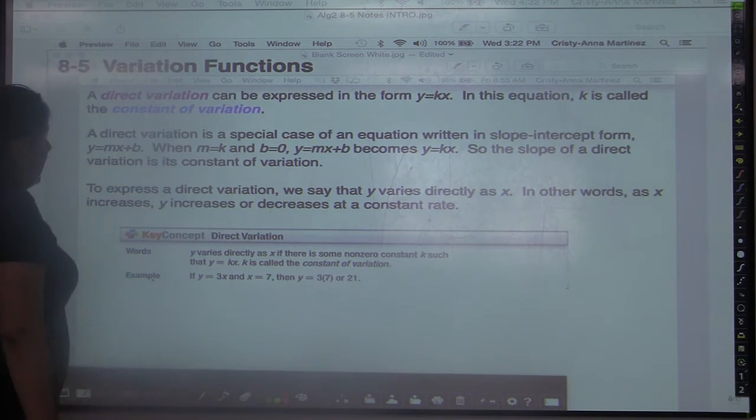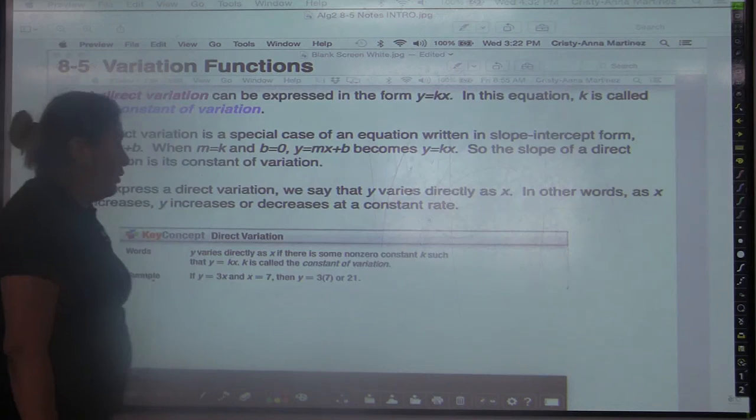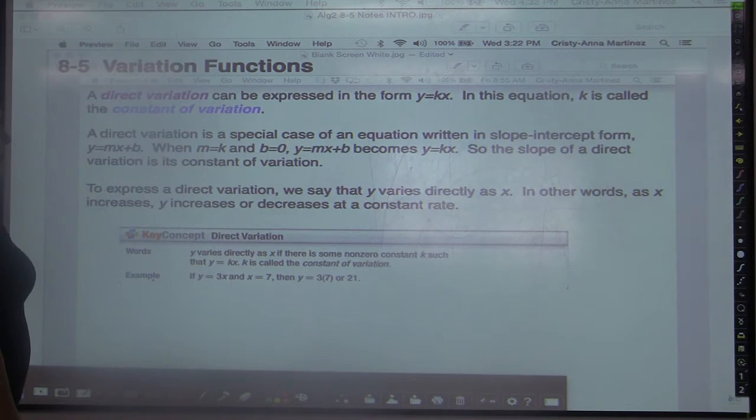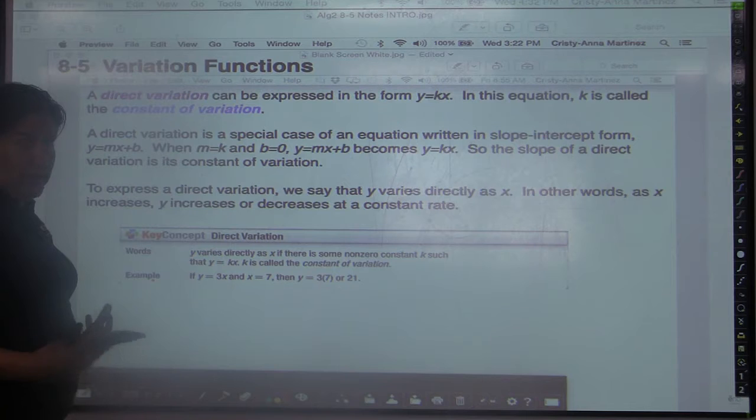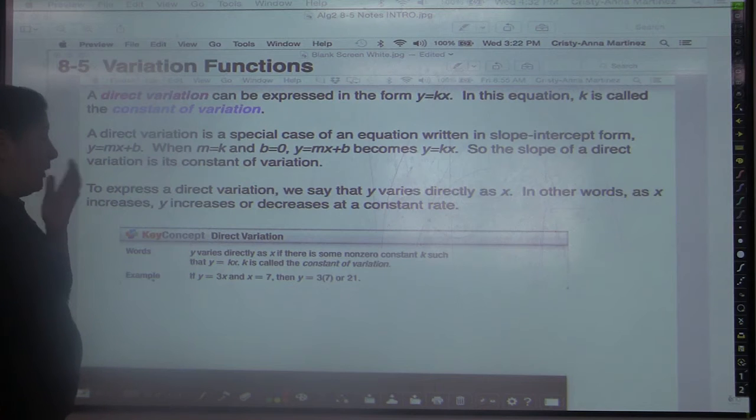A direct variation can be expressed in the form y equals kx. So here's the equation there, which is a linear equation. In this equation, the k is what we would call the constant of variation, or the constant of proportionality, as oftentimes it is called. A direct variation is a special case of an equation that is written in slope-intercept form.